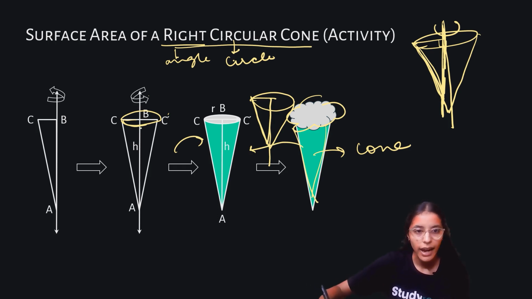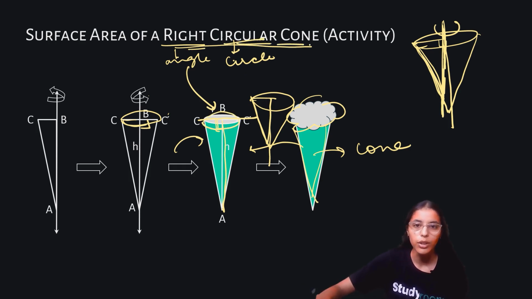And since it is a right angle triangle, we know that this would be our height, and it will make 90 degrees with the base. So that's why we have called it a right angle triangle. And since rotating it gives us a circle as a base, we call it a right circular cone. So this was our activity to help you figure out how a cone is made.